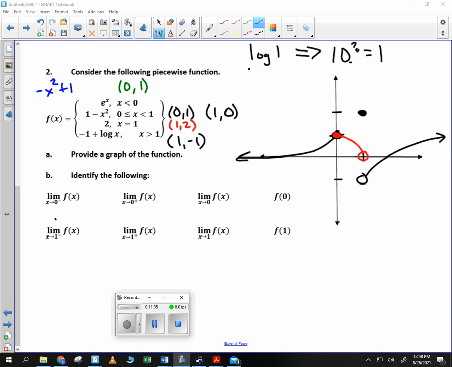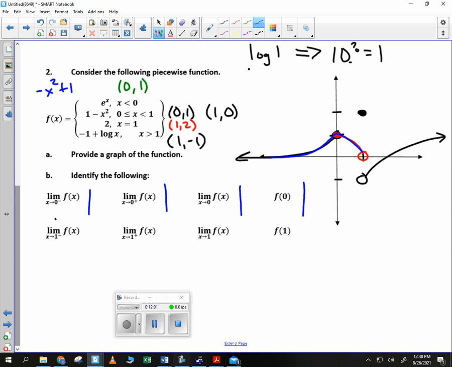Okay, let's check. 0 from the left: 1. From the right: 1. The limit as a whole: 1. F of 0: 1. Notice how you could draw the graph without picking up your pen, right? What did you notice about all of those? They were the same. Trying to set you up for something you're going to learn as we move forward.